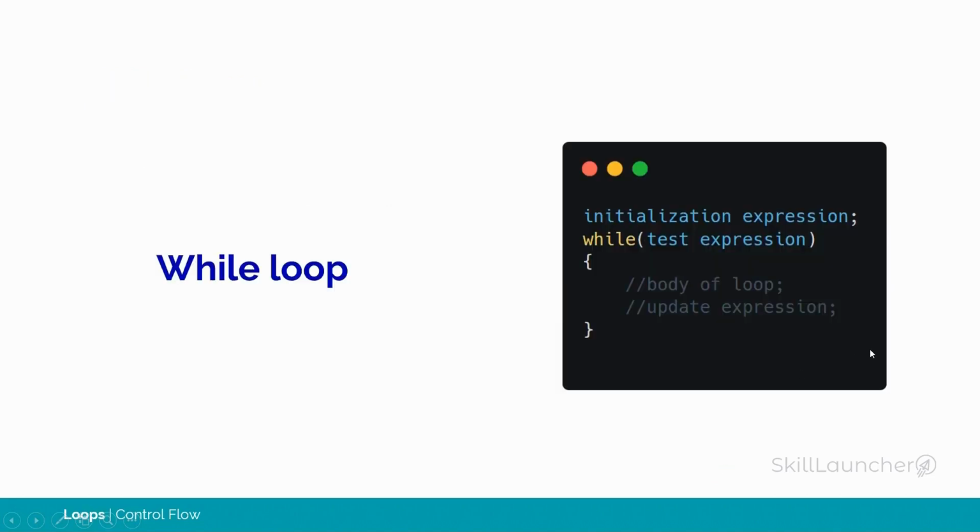The syntax for while loop is, firstly we initialize the expression outside the while loop. Then comes the keyword while, where the condition is specified within this round bracket. This expression is tested here, and if it happens to be true, then the body of the loop is executed and the expression is updated. Again, it checks the condition, that is the test expression, and if it happens to be true, then the body of the loop is executed, and so on.